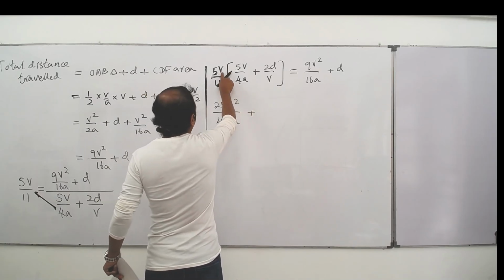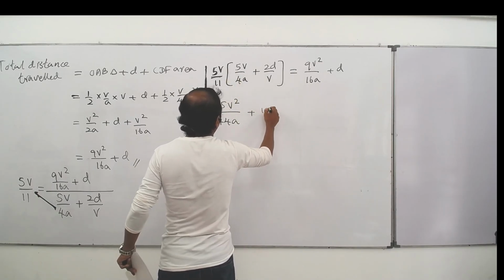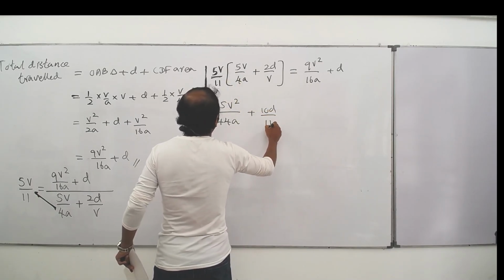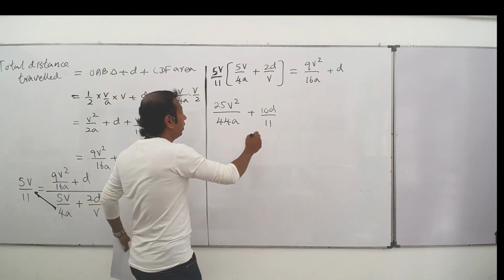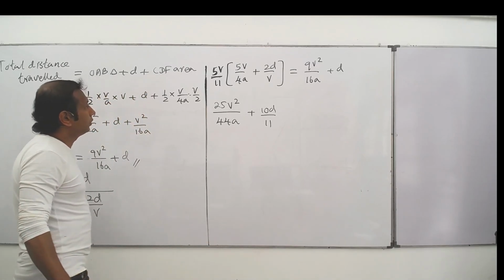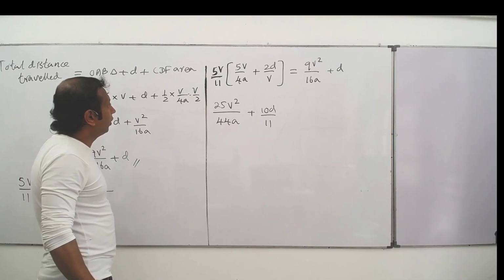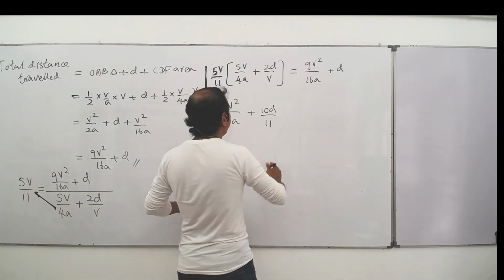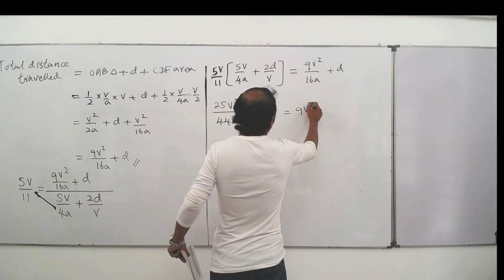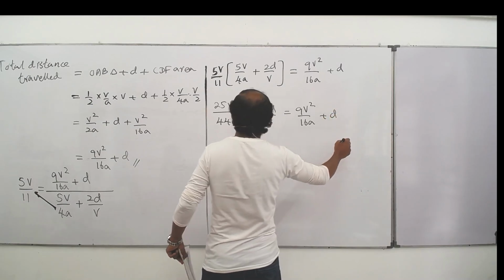Then here this and this, when you remove the bracket, we can cancel down. 5 and 2, 10D divided by 11. Correct, no? 10D divided by 11. 5 and 5, 5 and 2, 10D divided by 11. We cancel down, and 9V squared over 16A plus D.